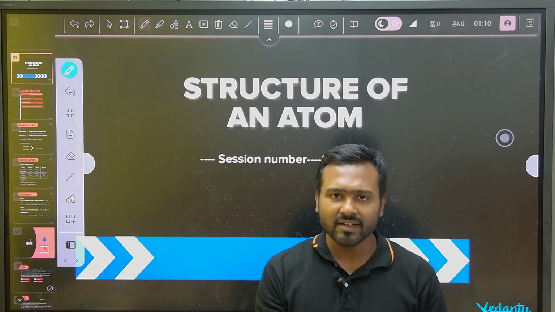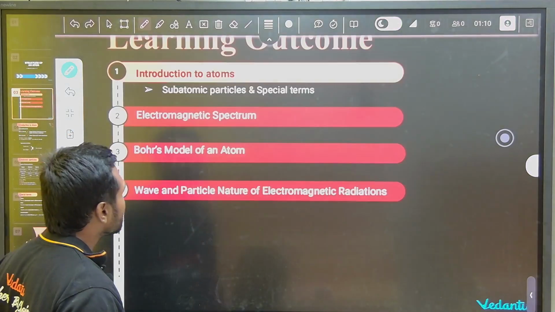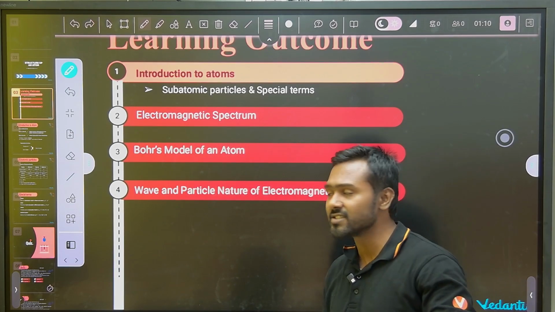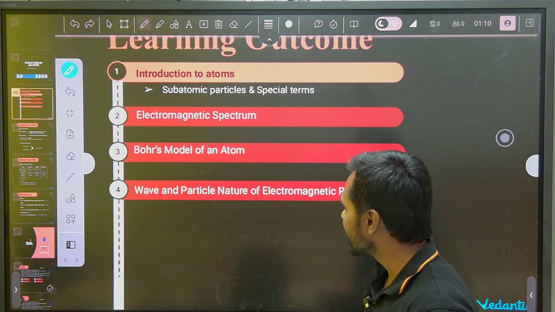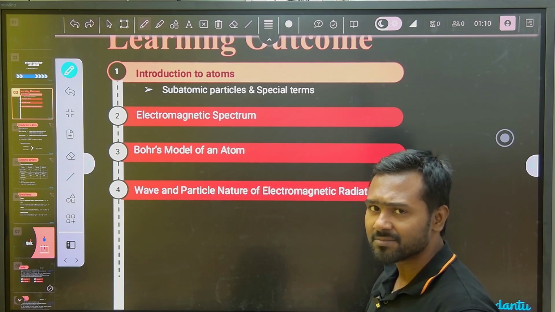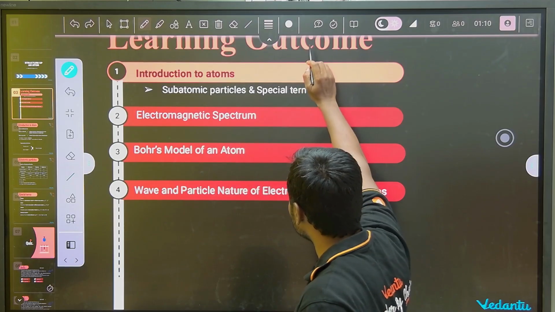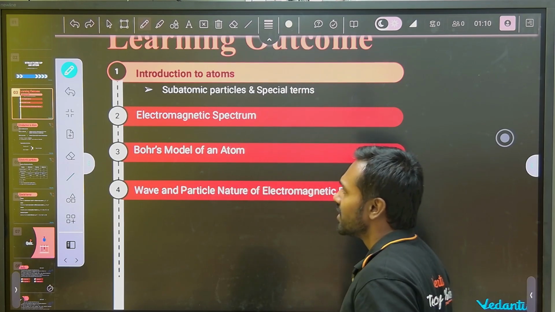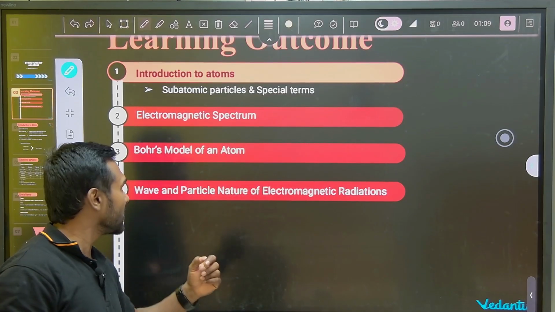So let's start the atomic structure. We will see in this order in today's class. We'll discuss first the introduction to the atom, and then the electromagnetic spectrum, and then Bohr's model of the atom, and then wave and particle nature, that is the de Broglie concept. One by one we'll discuss in a sequence.